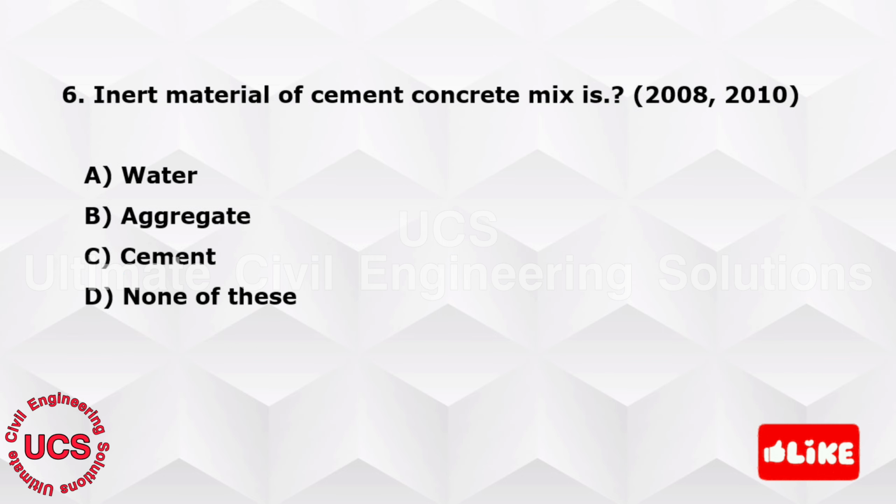Next question: inert material of cement concrete mix is. Options are: option A, water, option B, aggregate, option C, cement, option D, none of this. Answer is option B, aggregate.